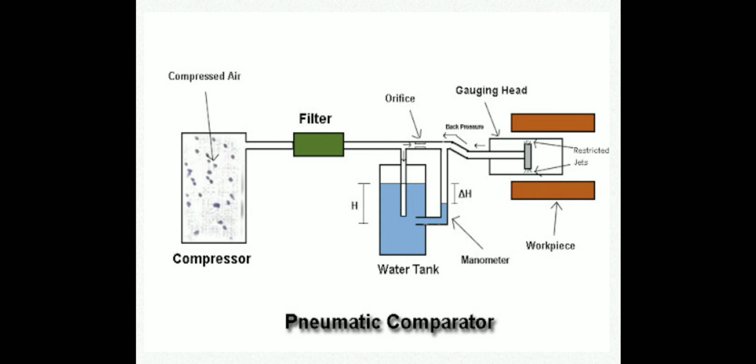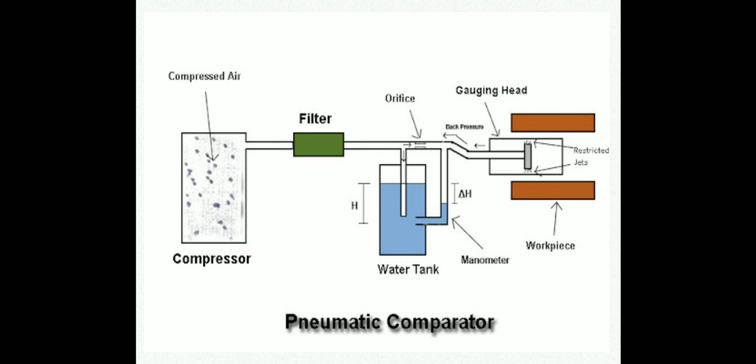These comparators work on the use of back pressure in a pressurized gas. Based on the physical phenomenon, these comparators are broadly classified into flow type and back pressure type. The flow type is also known as the velocity type pneumatic comparator. So we can call it the flow type or velocity type pneumatic comparator, and the back pressure pneumatic comparator.